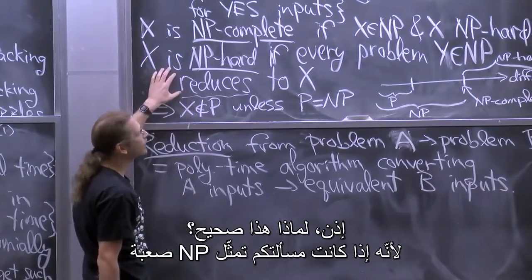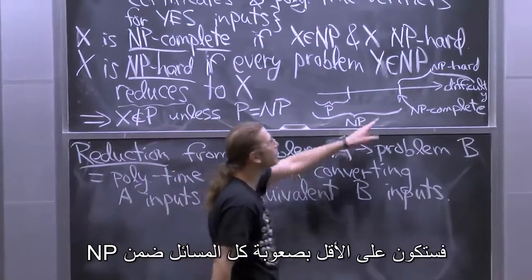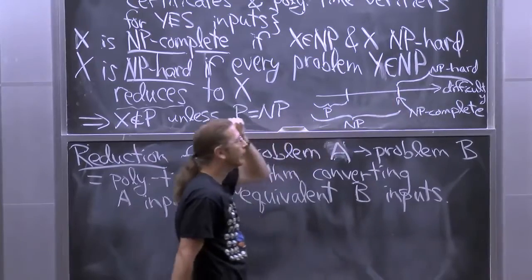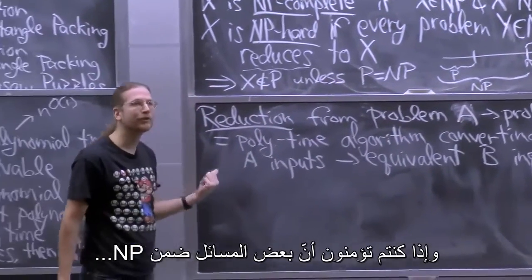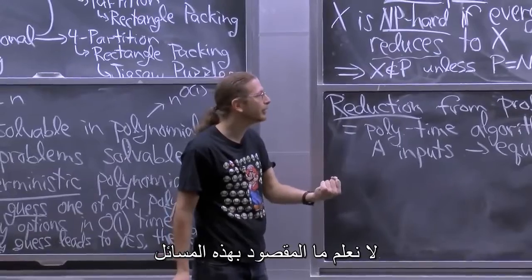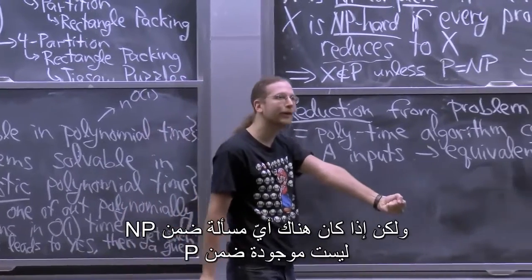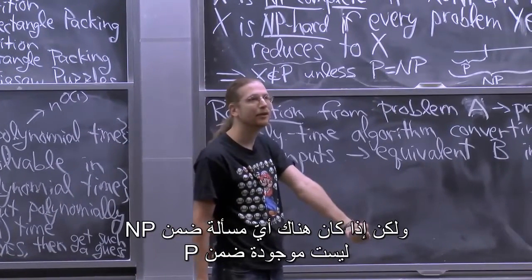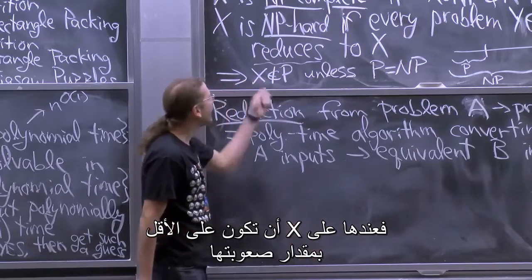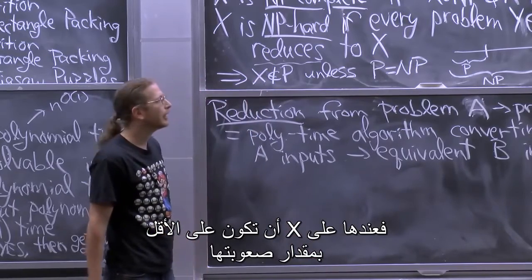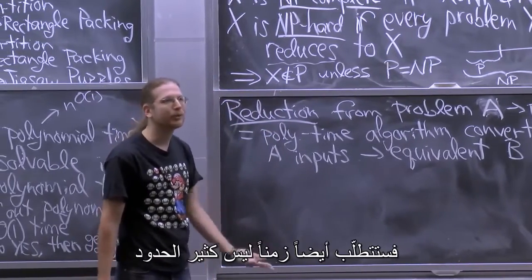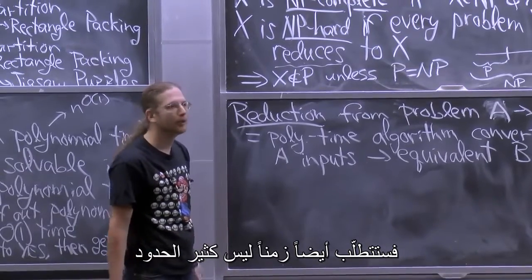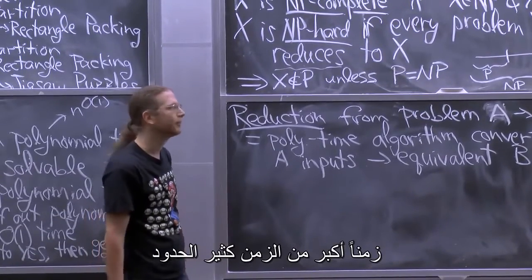Because if your problem is NP hard, it's at least as hard as every problem in NP. And if you believe that there's some problem in NP, we don't necessarily know which one, but if there's any problem out there in NP that is not in P, then X has to be at least as hard as it, so it also requires non-polynomial time, something larger than polynomial time.